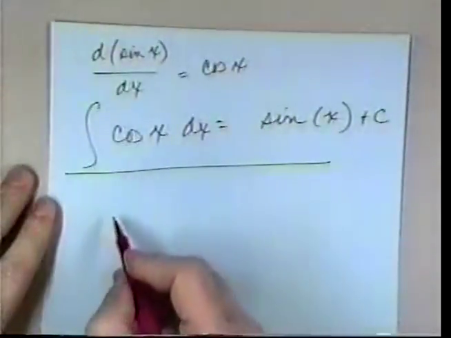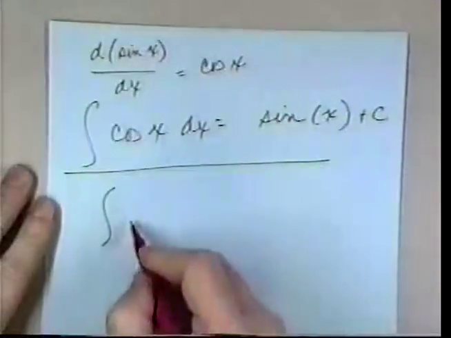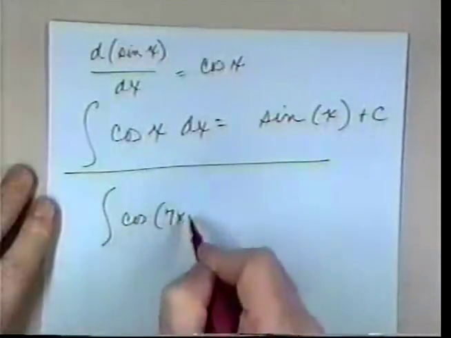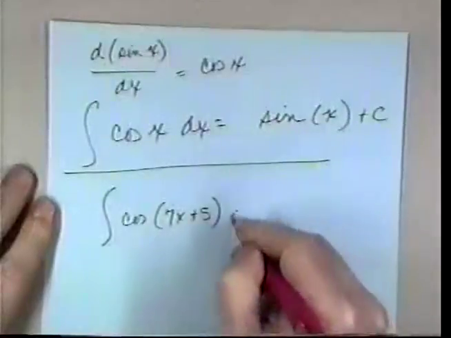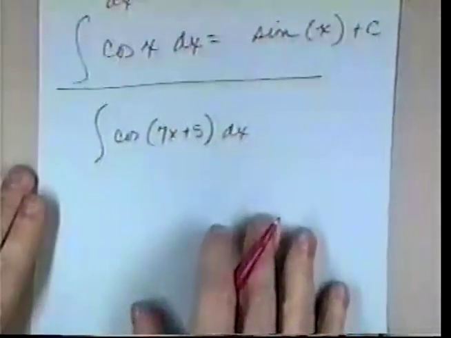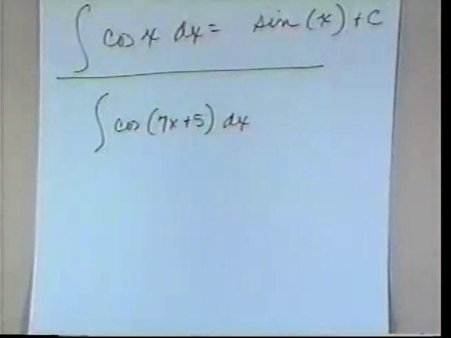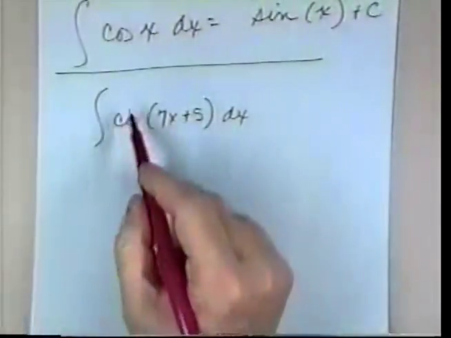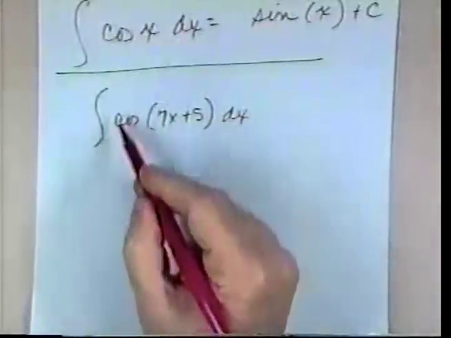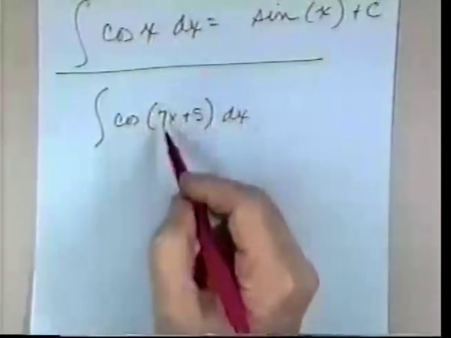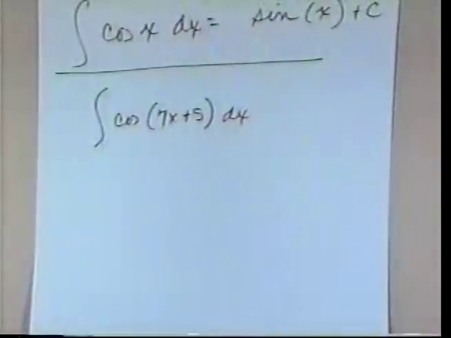Let's look at the integral of the cosine of 7x plus 5 dx. Now, this is again a composite function. Remember, for composite functions, to take the derivative, we employed the chain rule. The reverse of the chain rule is u substitution. Now, in this particular case, the cosine is not the one I've got to worry about simplifying. The one I've got to worry about simplifying is the 7x plus 5.